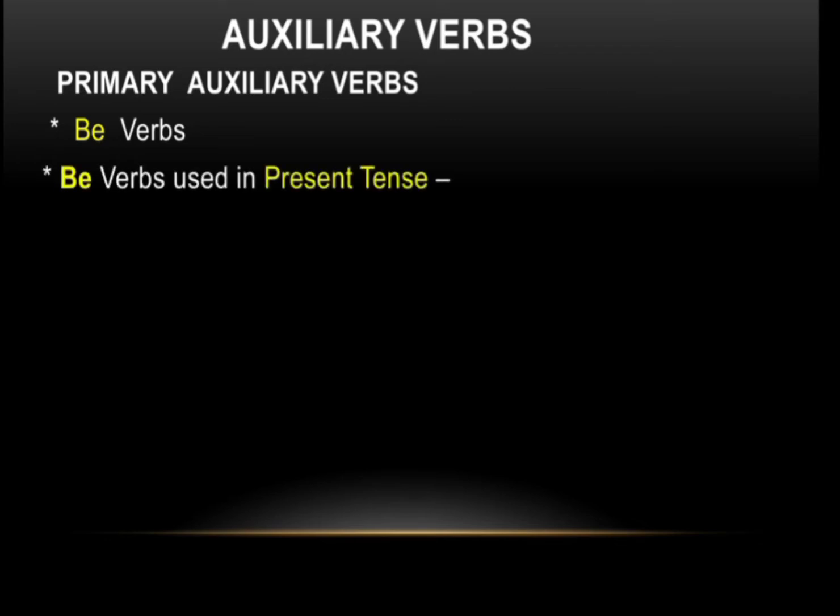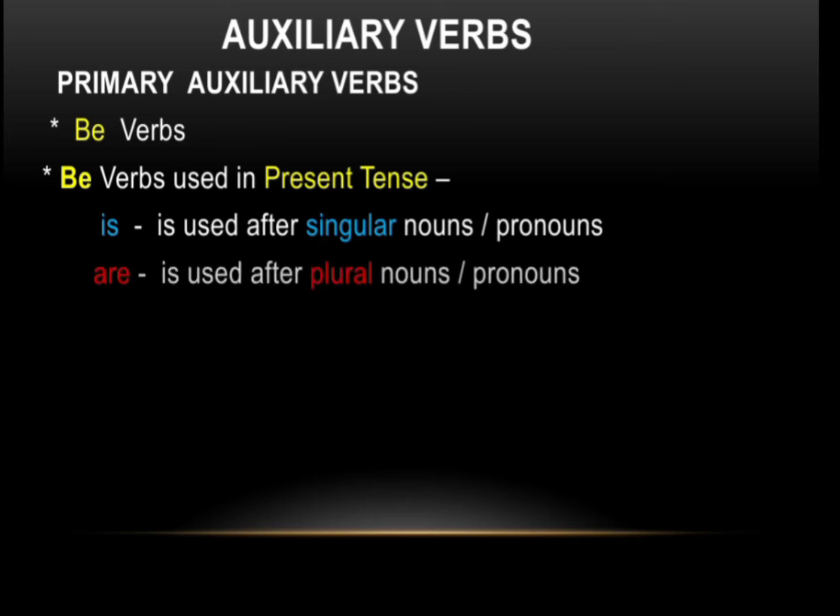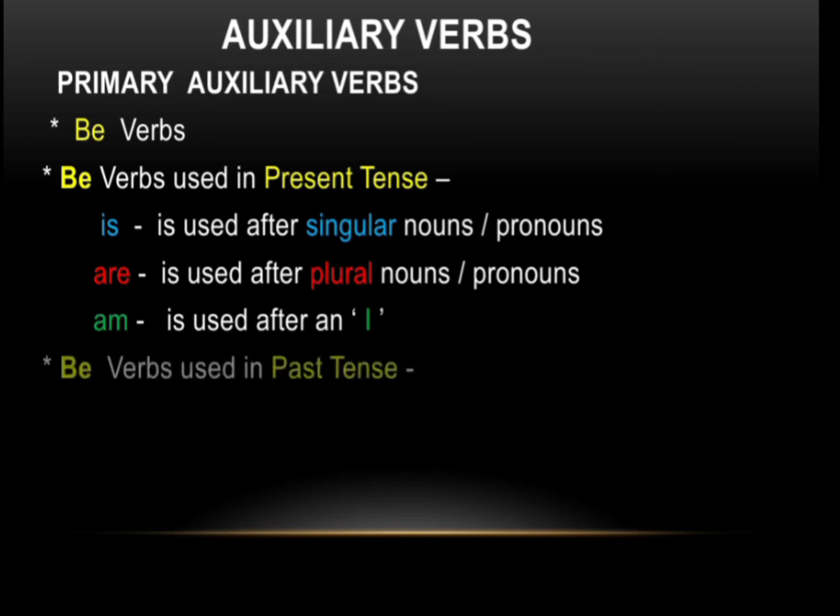Now, be verbs used in present tense. Let us see what they are. Is is used after singular nouns or pronouns. Are is used after plural pronouns or nouns. Am is used after an I. So the present be verbs are is, are, and am.